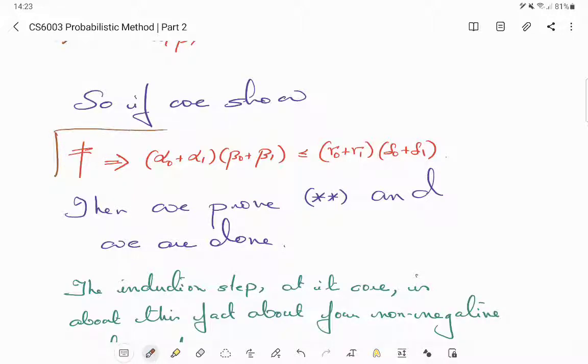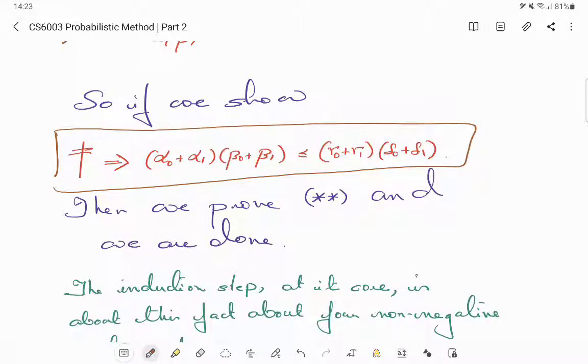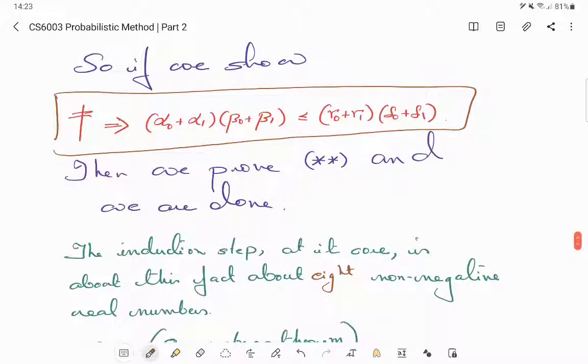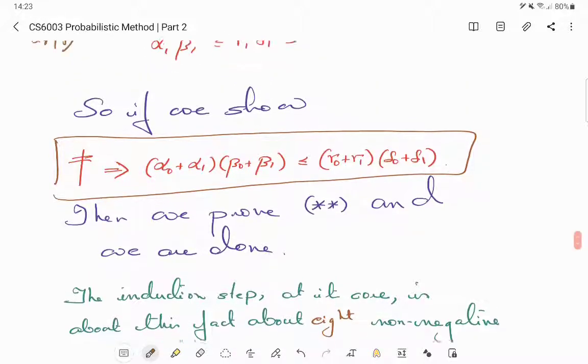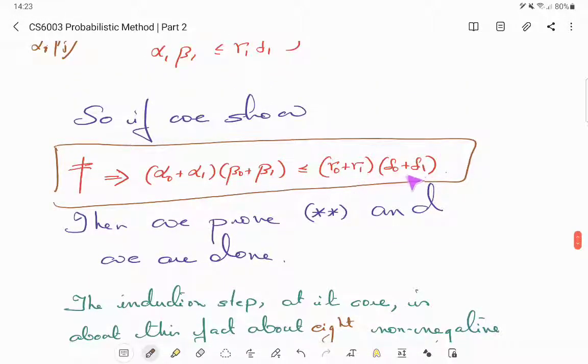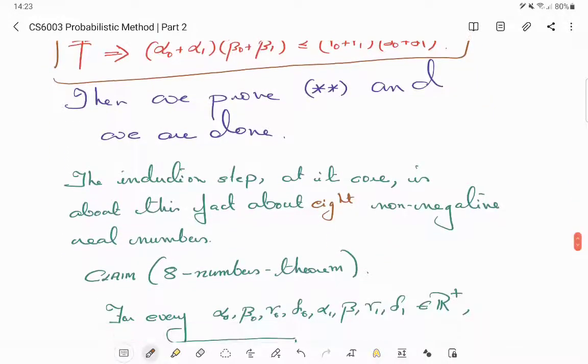So the induction step at its core is actually just a property about 8, not 4, a property about 8 non-negative real numbers. If you see this, this involves 8 real numbers: alpha 0, alpha 1, beta 0, beta 1, etc., gamma 0, gamma 1, etc. Right? So this is a fact about just 8 real numbers. We can forget everything. Right?